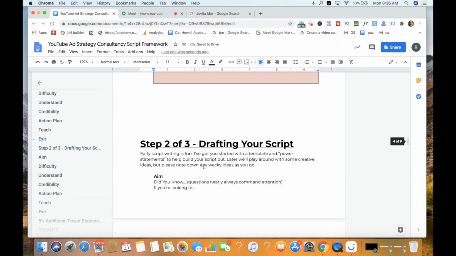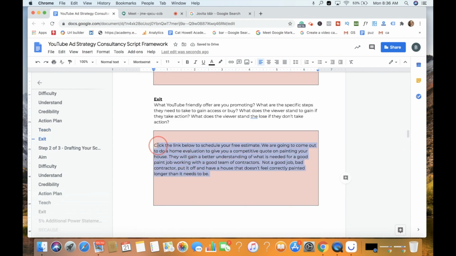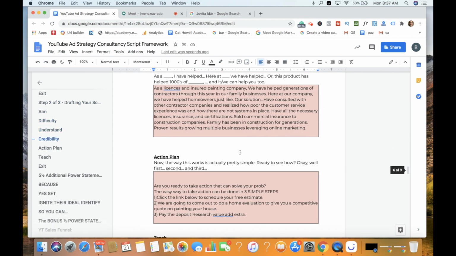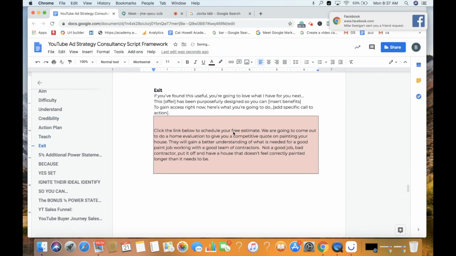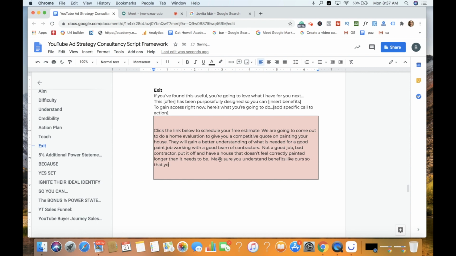And then the last thing is the exit. So really this shouldn't be too much crazier from your notes. And then just put this down. And then it's really just kind of saying, the offer is the free estimate. And then the benefits right here. So maybe just make sure you understand benefits like ours so that you can have the best looking house possible. Something like that. And then your call to action.